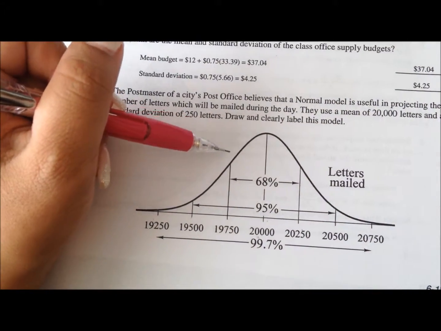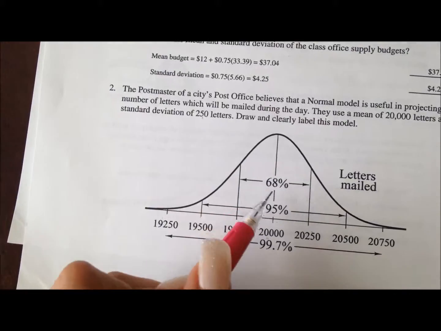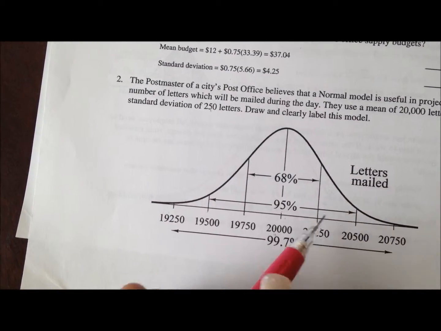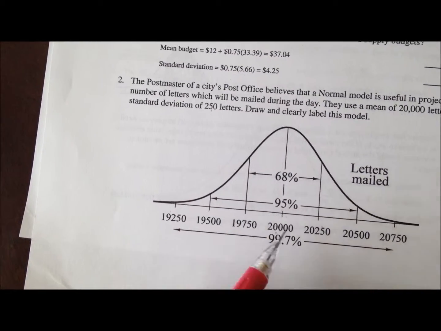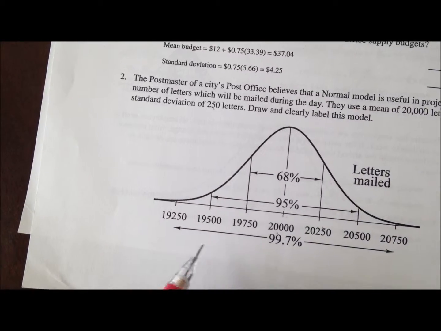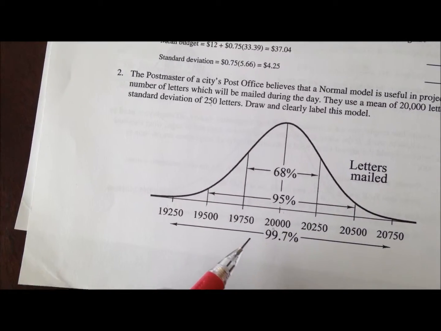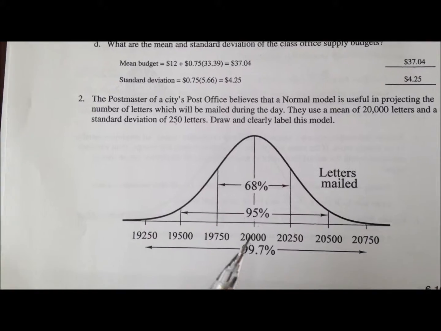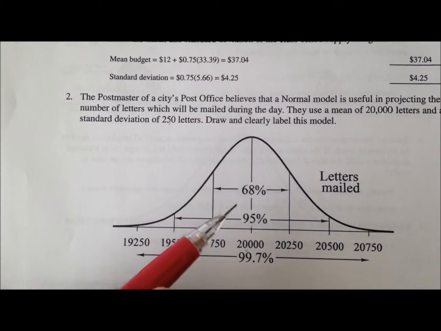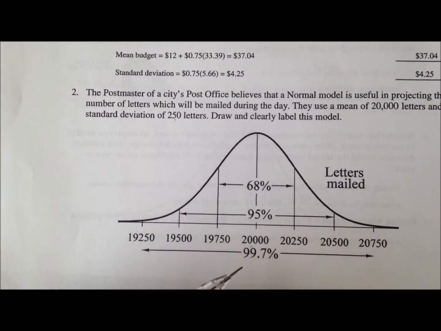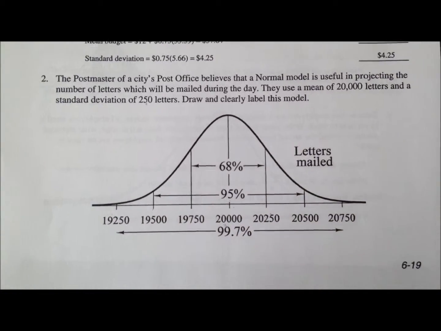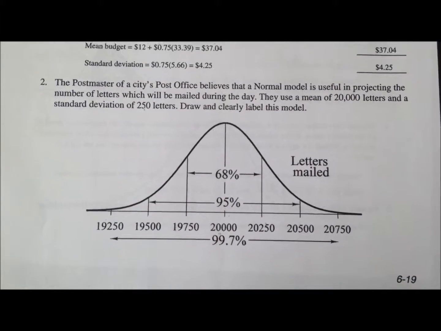Now this right here is one standard deviation, which is the 68. This right here is 2 standard deviations, that's why it's 95. And this right here is the 99.7%, which is 3 standard deviations, and this follows again the 68, 95, and 99.7 rule. And that right there completes question 2.